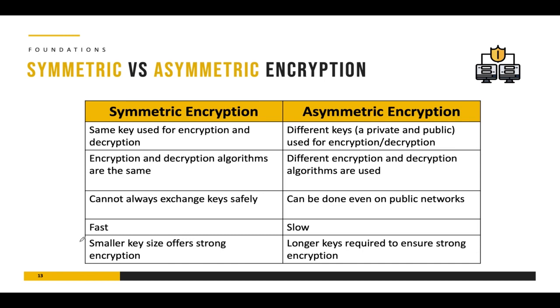Another difference between the two encryption schemes is that for offering the same strength, symmetric key encryption requires smaller key lengths compared to asymmetric encryption. This stems from the fact that asymmetric encryption is designed to allow for two different keys to encrypt and decrypt. So that's why we generally need longer keys in asymmetric encryption in order to provide the same level of safety as symmetric encryption. So that concludes our lecture.